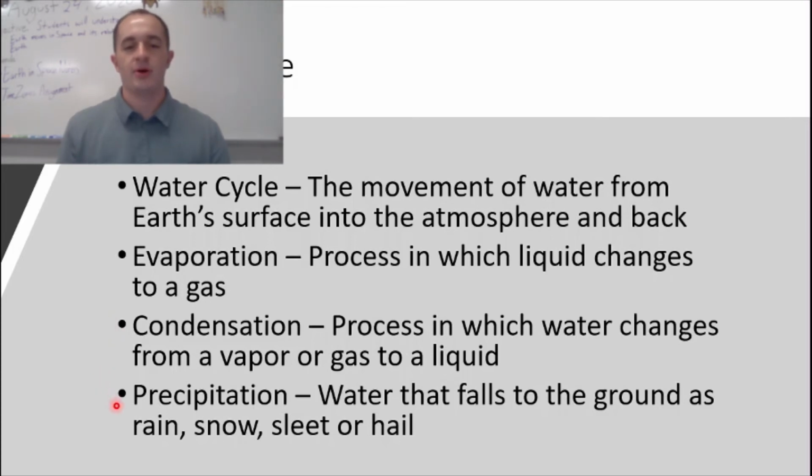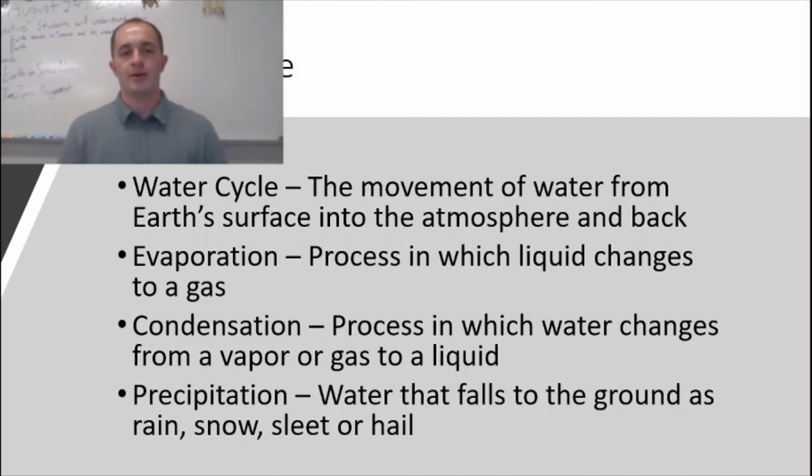Precipitation is the water falling to the ground as rain, snow, sleet, or hail. So as it goes into a cloud, it'll get condensed into water in the cloud, and then it'll clump together, and then that clump will fall to the ground in precipitation.